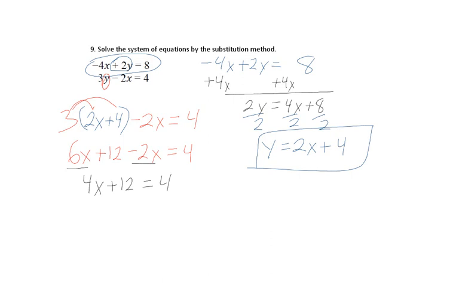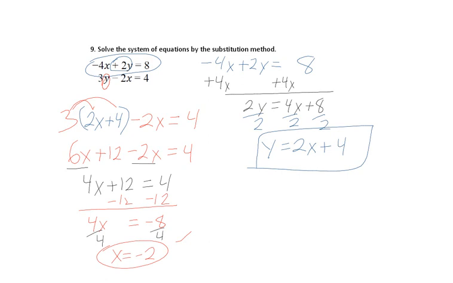From here I will subtract 12. So 4x is equal to negative 8. And finally divide by 4. So what we get is x equals negative 2. This is the first answer.